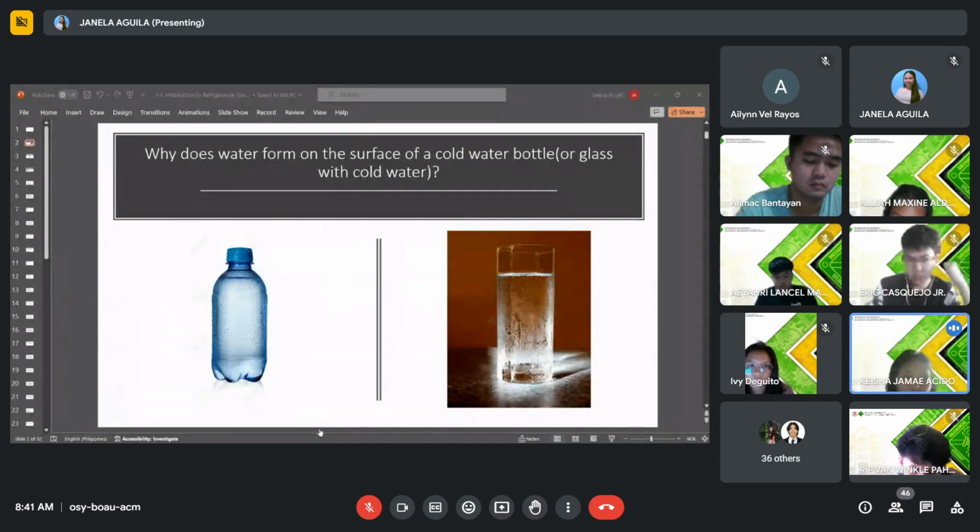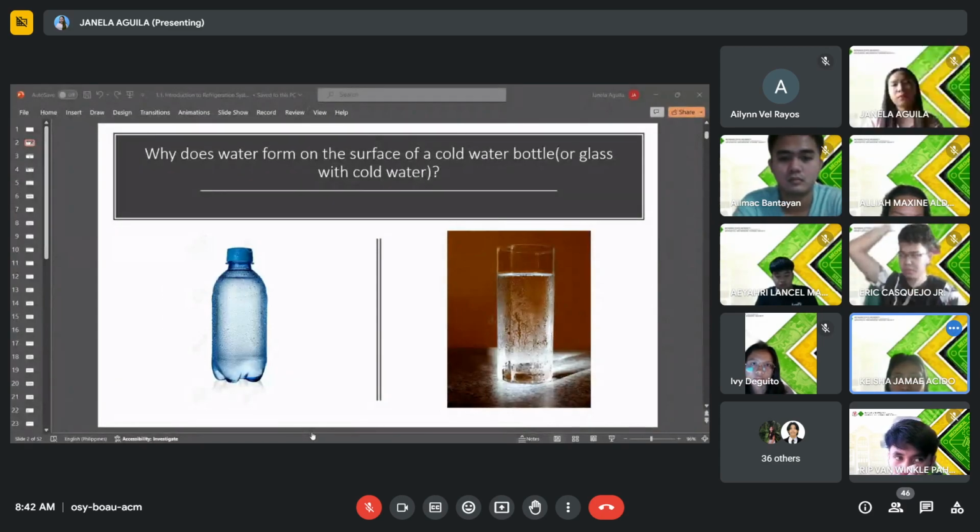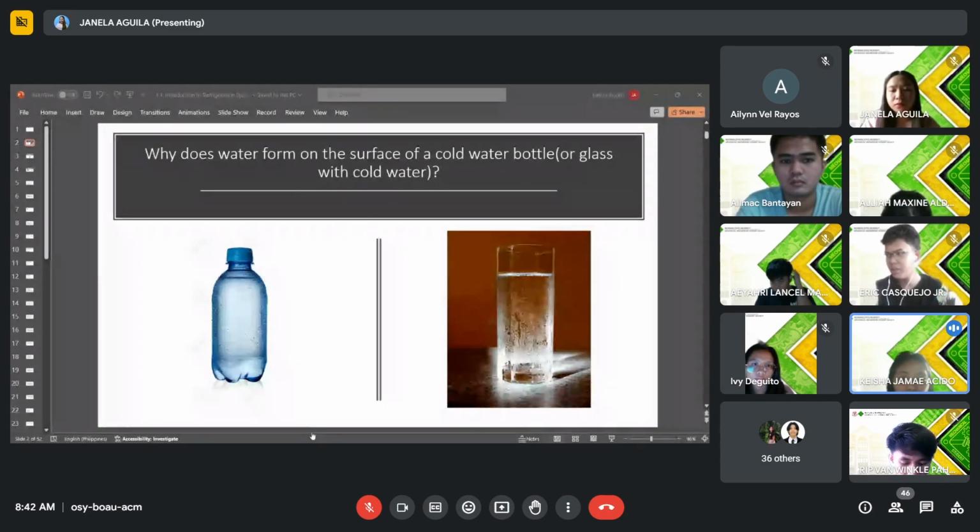Why does water form on the surface of a cold water bottle or glass with cold water? Water droplets form on the surface of the cold water bottle or glass with cold water due to a process called condensation. Condensation occurs when warm, moist air comes into contact with a colder surface, which is the surface of the bottle and glass, causing the moisture in the air to condense from gaseous state to liquid state.